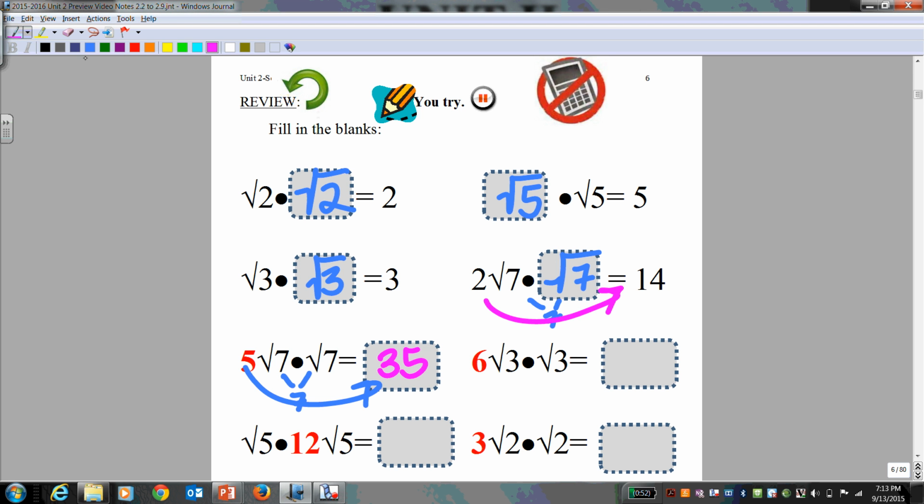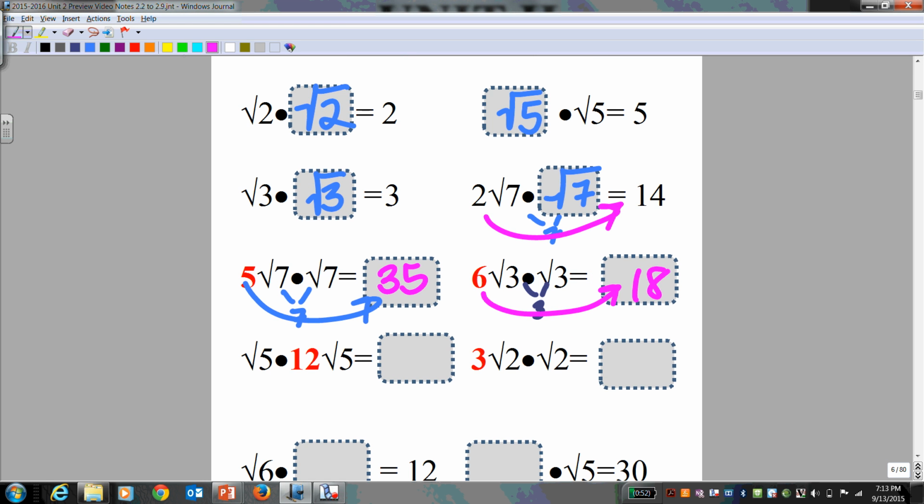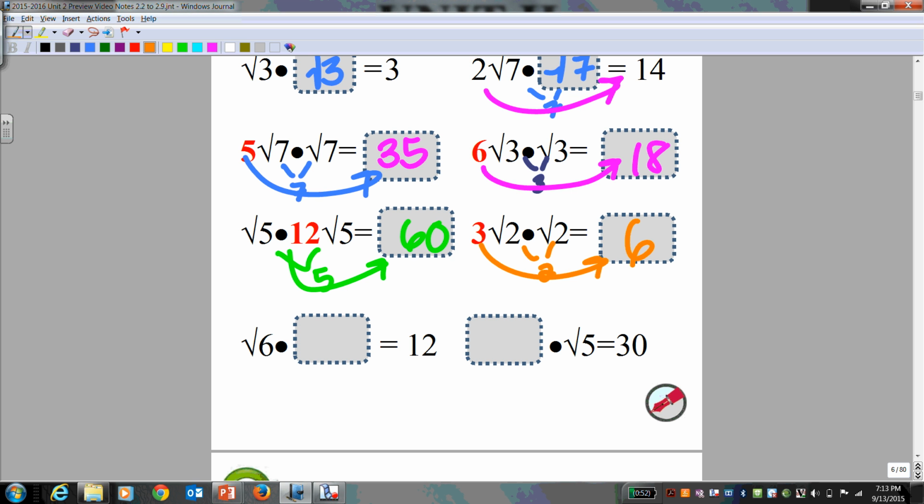Root 3 times root 3 is 3. And then 6 times 3 is 18. Root 5 times root 5 is 5. 12 times 5 is 60. Root 2 times root 2 is 2. 3 times 2 is 6. Then these got a little bit trickier.